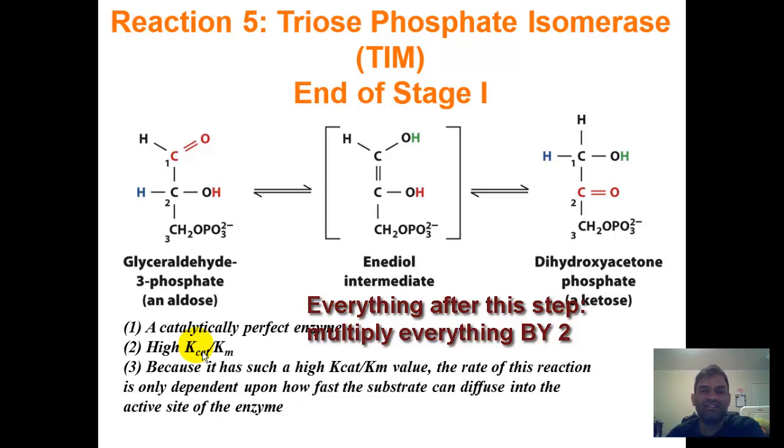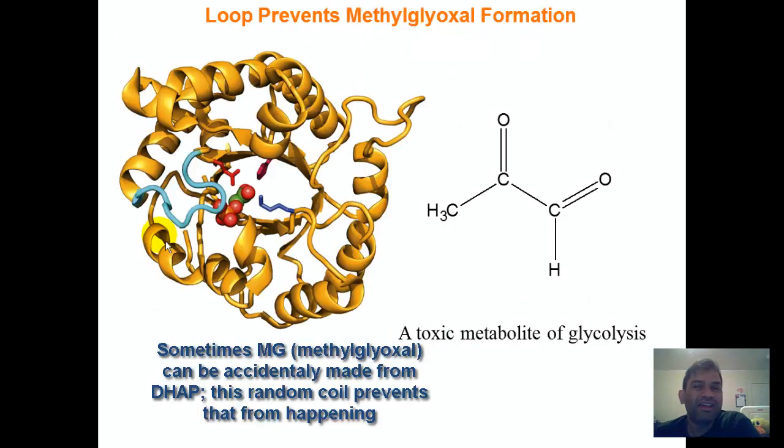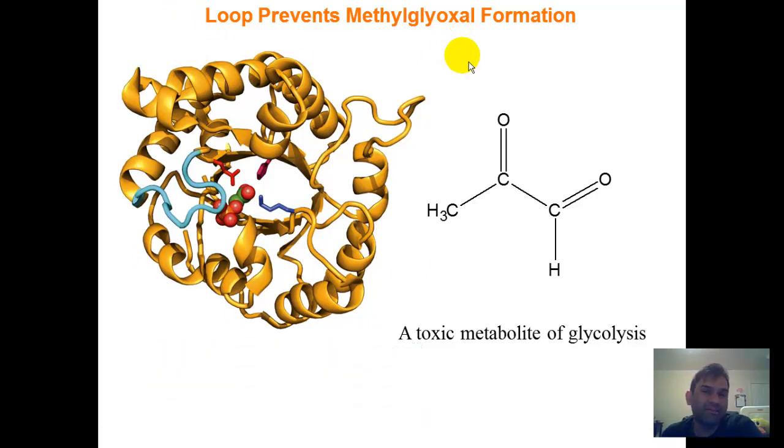So how fast this enzyme proceeds is just how fast the dihydroxyacetone phosphate gets into the active site. Once it does, the generation of your second molecule of glyceraldehyde 3-phosphate is extraordinarily fast. So we call that a catalytically perfect enzyme. Also, there is a disease related to triose phosphate isomerase, and the disease is called methylglyoxal toxicity or methylglyoxal blindness. Methylglyoxal is a very toxic metabolite that is an offshoot of glycolysis.